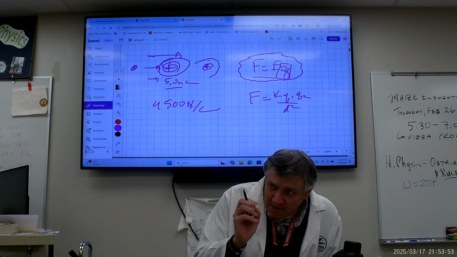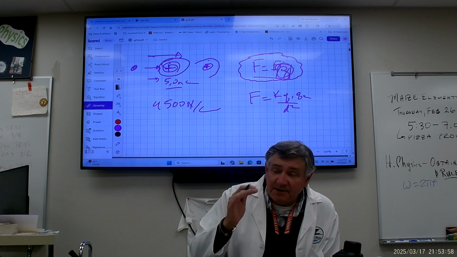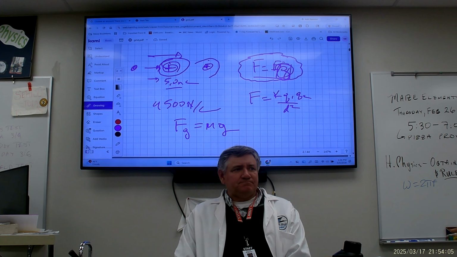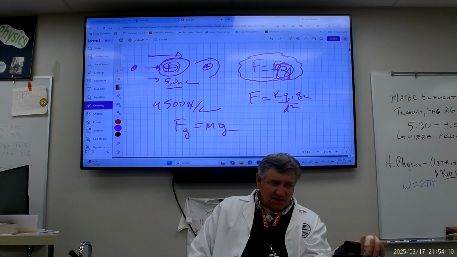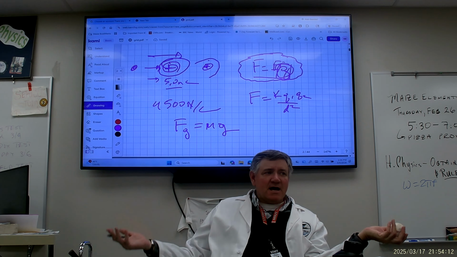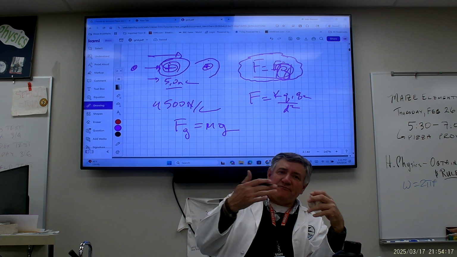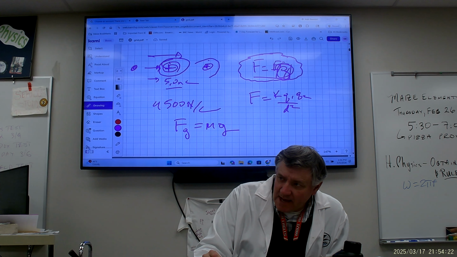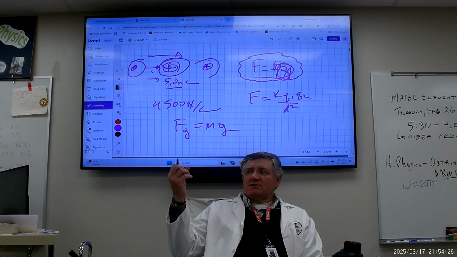So you have to remember this: that Q value is what's feeling. Here's the same idea. If you look at the gravitational force equaling mg, do I put in the mass of the baseball that's going to fall, or do I put in the mass of the earth? I put in the mass of the baseball, because that's what's going to feel that weight. The same thing is going to happen here. I'm going to put in the charge of the proton.